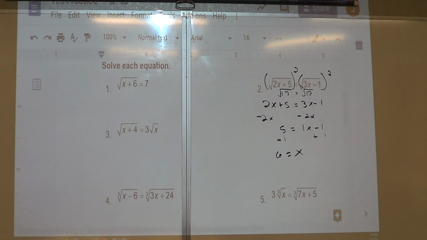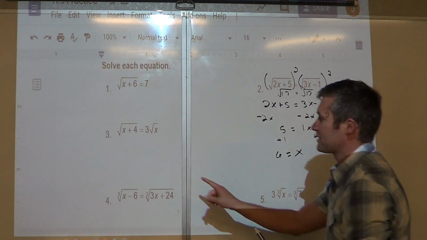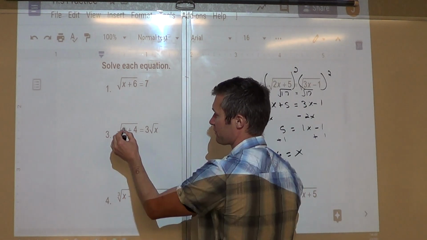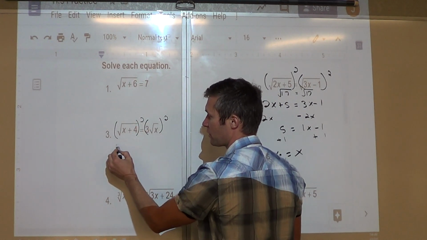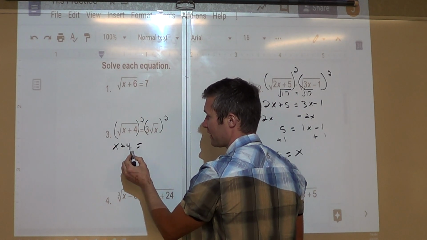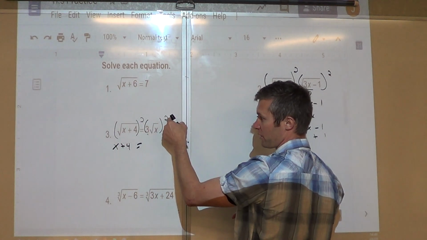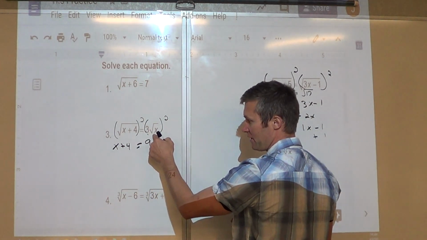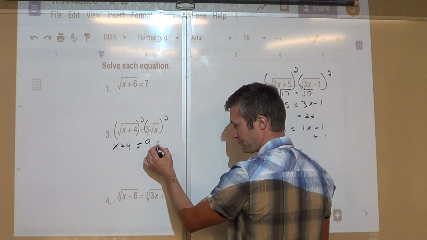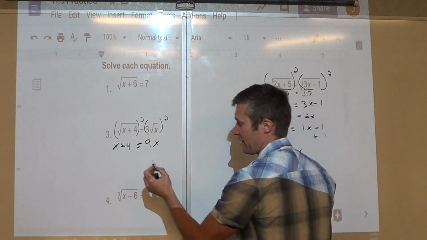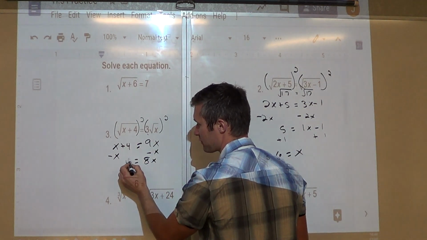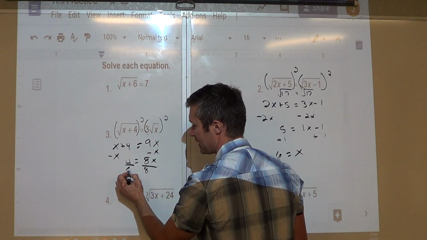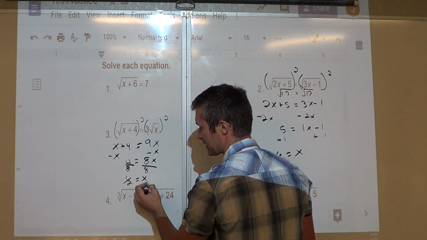Okay, so on question number 3, I'm going to go through 3. So we want to isolate the radical. There it's by itself, so we're going to square this side. We're also going to square this side. So when I square, it's just x plus 4. On this side, I need to square the 3. So 3 squared is 9. And the square root of x squared is just x. And then we would subtract the x. So you have 8x equals 4, then divide by 8, and 1/2 equals x.